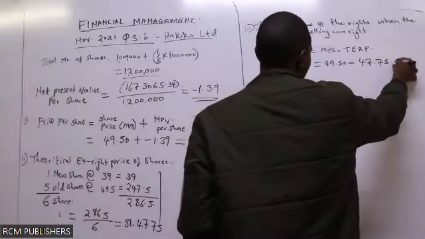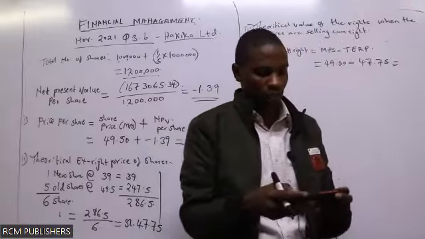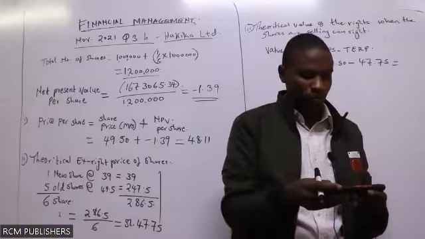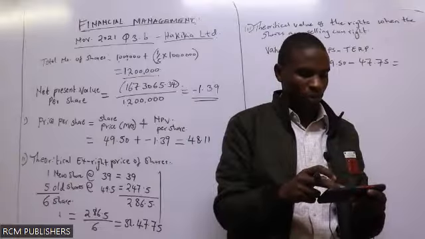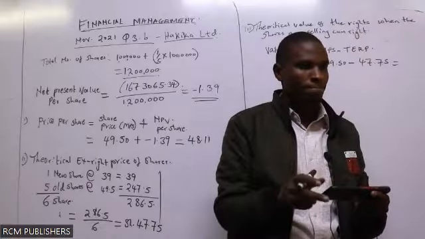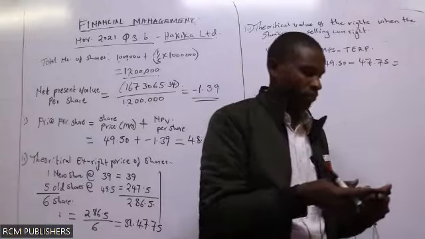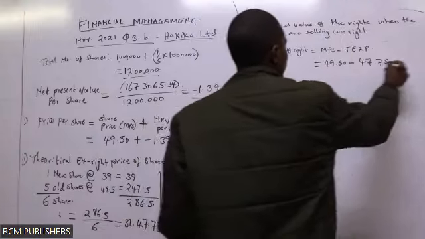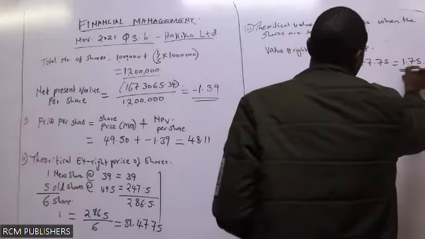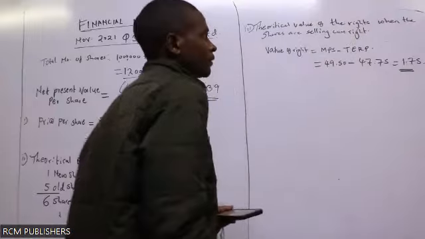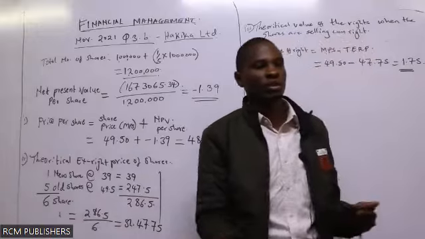How much are you getting? It is 1.75 shillings. So class, that is how you tackle such a question dealing with the theoretical value.